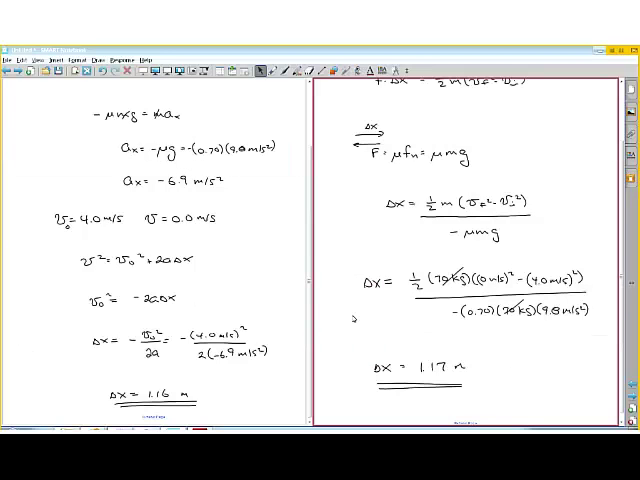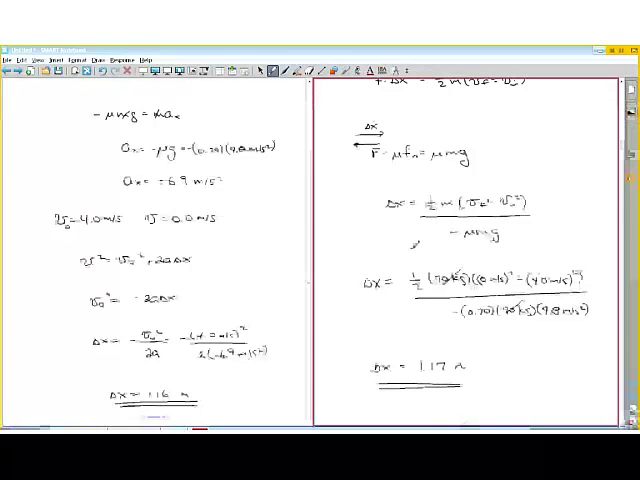Now, let me just stop here for a second. Okay, so those are the correct answers. And the key thing is when you use conservation of energy, you cannot find anything out about time. There's no time involved. You go from initial to final. We don't really care how long it takes to get there. We just look at work and change in energy.